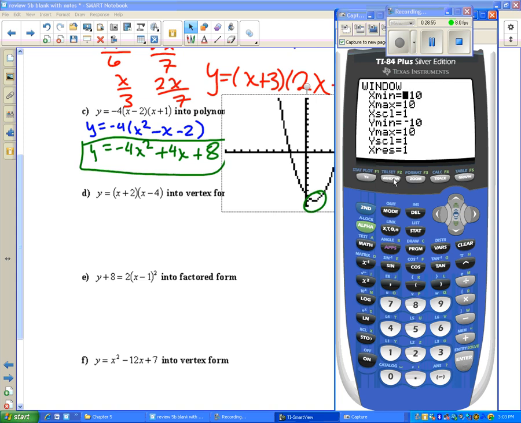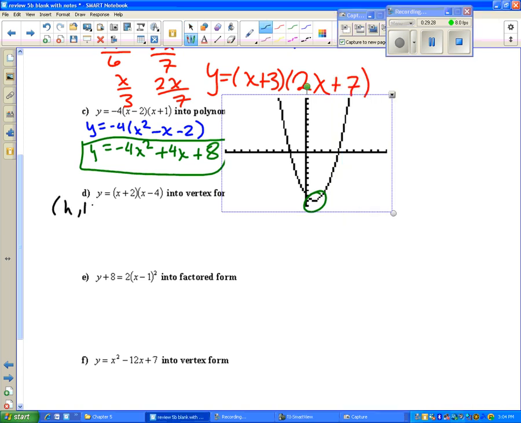So I'm going to change my window a little bit, make my y's go lower. Let's make this go to negative 15. I'm going to have to do that again, but I don't think that's a bad thing. Second trace, number 3 is minimum. Left, I'm going to hit enter, go to the right, hit enter, enter, and I get 1, negative 9. 0.999999996 is really close enough to 1. We're going to call it 1, negative 9. So that tells me that my h, k is 1, negative 9.